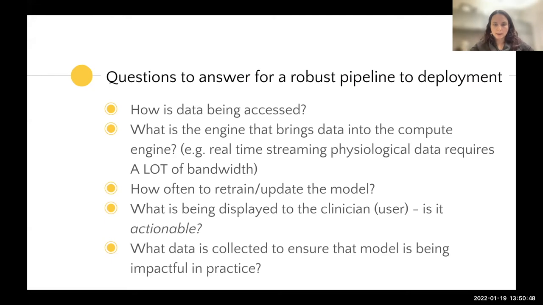And finally, what data is being collected to ensure that the model is being monitored, that the model is being impactful or not impactful, what kind of errors it's making? Is there a process by which the system is being analyzed and improved over time? That has to be validated and in place.